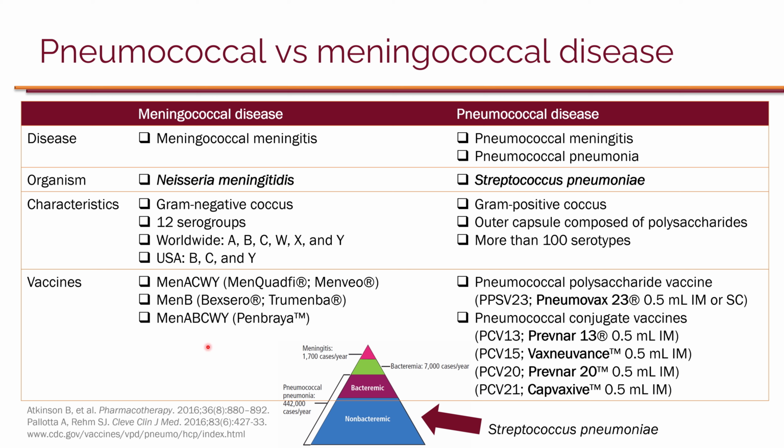And there are different vaccines on the market. So, for example, there are the ones that target serogroups A, C, W, Y. There are some vaccines that target only serogroup B. And more recently, we have a vaccine that targets all 5 of these that are most commonly causing disease.